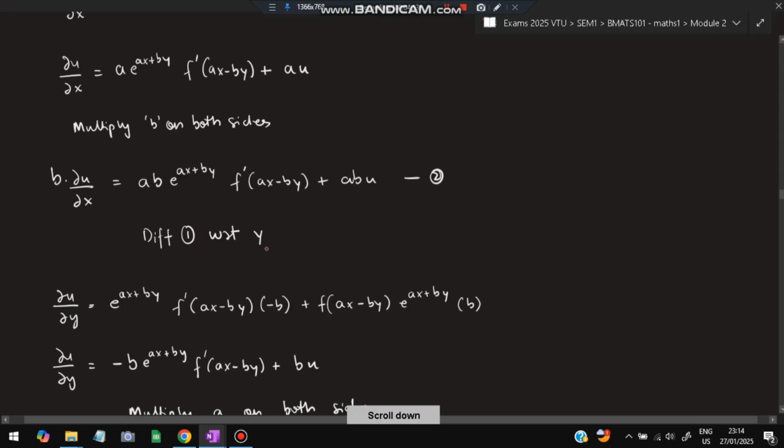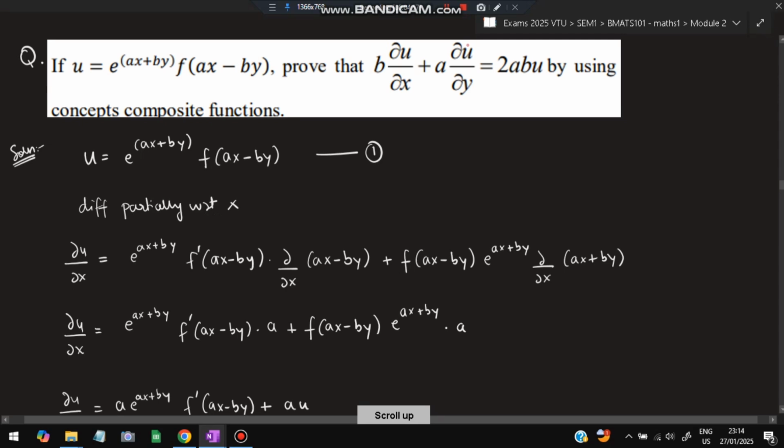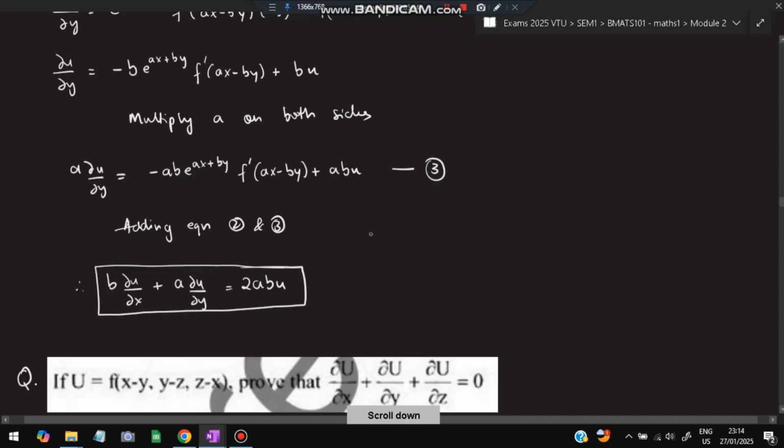Right? Then we'll differentiate 1 with respect to y. What is 1? 1 is this one. We want del u by del y next, right? So we'll differentiate with respect to y, and then we'll multiply a also. When we do that, I'll not be going through the steps here. We'll be getting an answer here, this one.